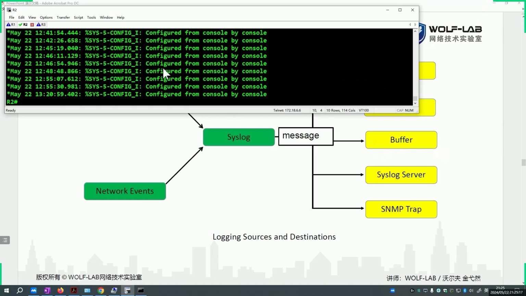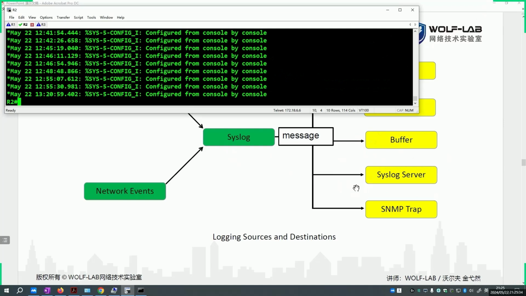What exactly was the reason? Right, why did my device crash? So here we want to see the log, right? But what do we do? The buffer will definitely not show it after a restart. So what we can do is specifically log it on a syslog server.